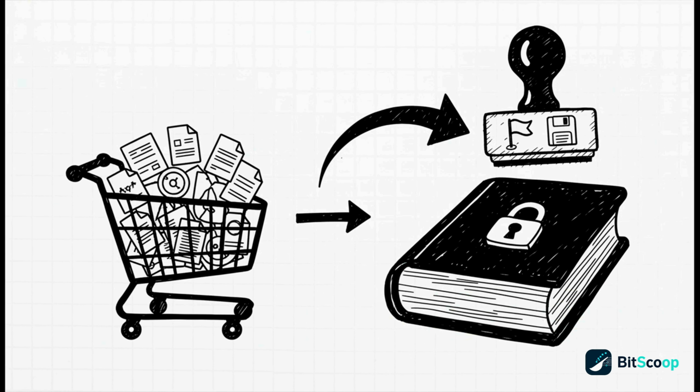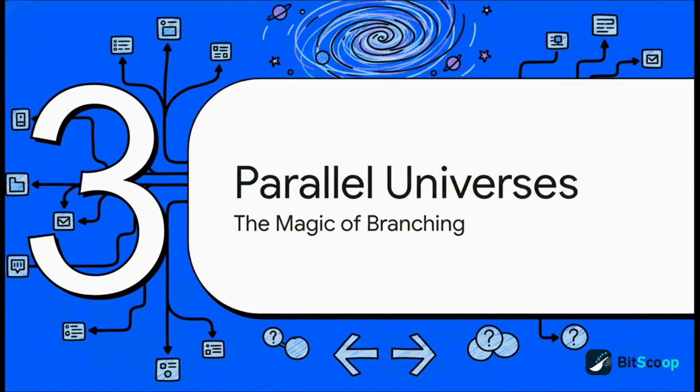Once you've got all your changes ready to go in the staging area, you take the final step. You create what's called a commit. A commit takes everything you staged and creates that permanent snapshot, that checkpoint. And it saves it to the repository, which is basically the official history book for the entire project. So that's how you save your progress.